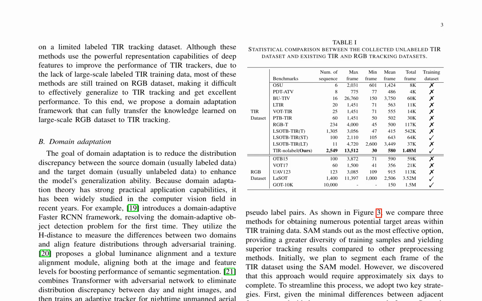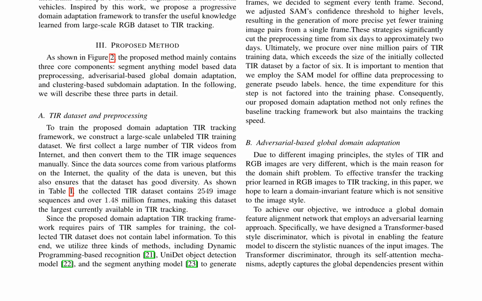The global domain adaptation component introduces a global domain feature alignment network that employs an adversarial learning approach. This network utilizes a transformer-based style discriminator to capture global dependencies, enabling the feature model to discern stylistic nuances of input images. The goal is to learn a domain-invariant feature that is not sensitive to image style, effectively transferring tracking priors learned in RGB images to thermal infrared tracking.